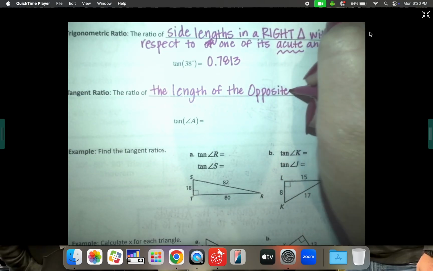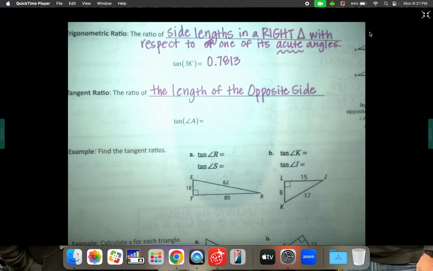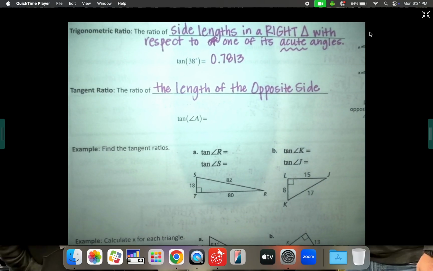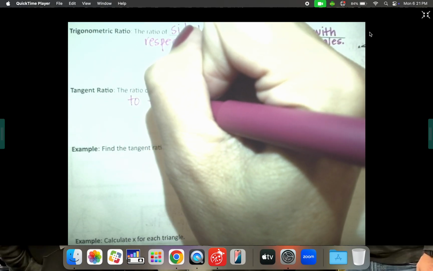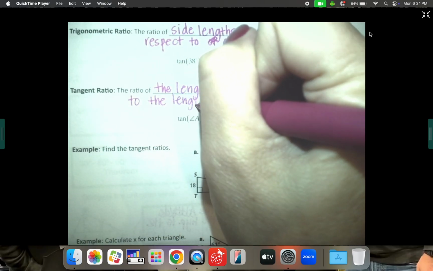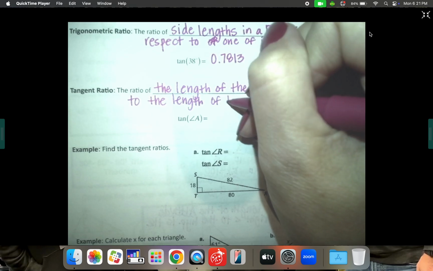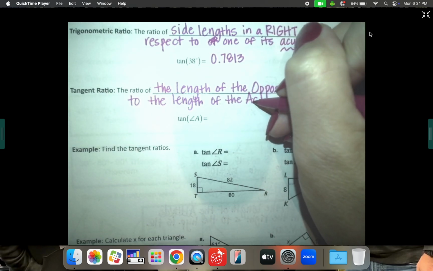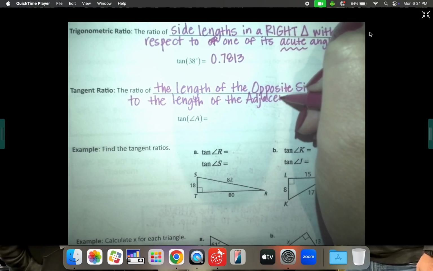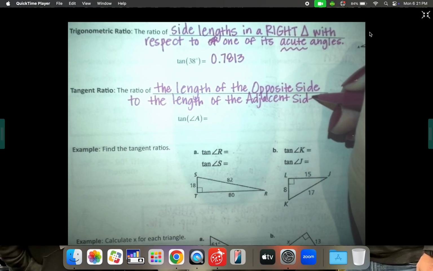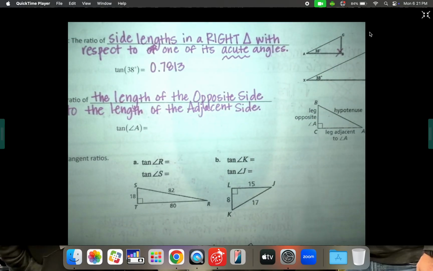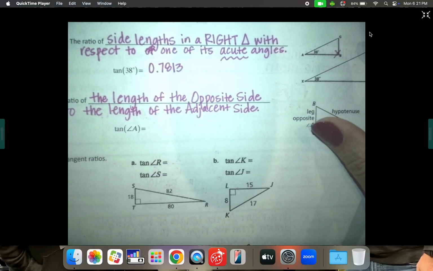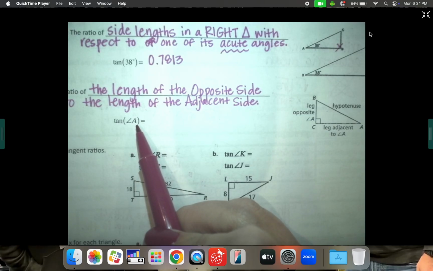So whatever angle they're talking about, you're going to go find the opposite side. And I'm going to make sure you know which one is the opposite side. To the length of the adjacent side. So you're going to need to become familiar with words like opposite and adjacent, and I need them to make sense. So tangent of angle A.